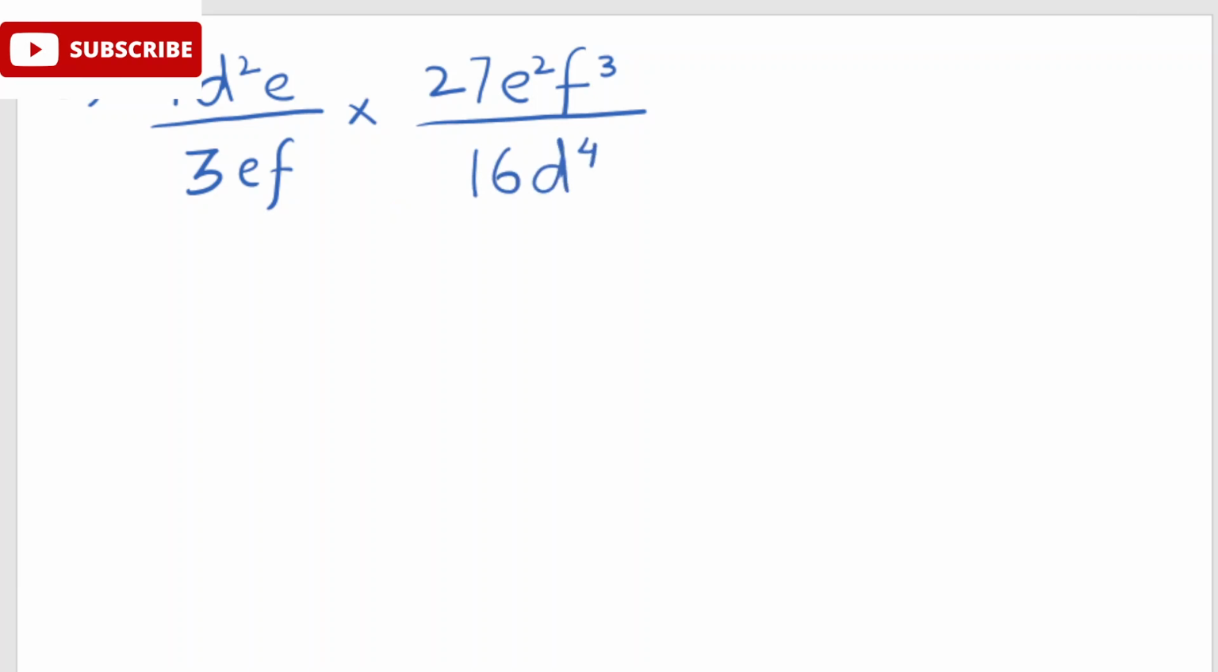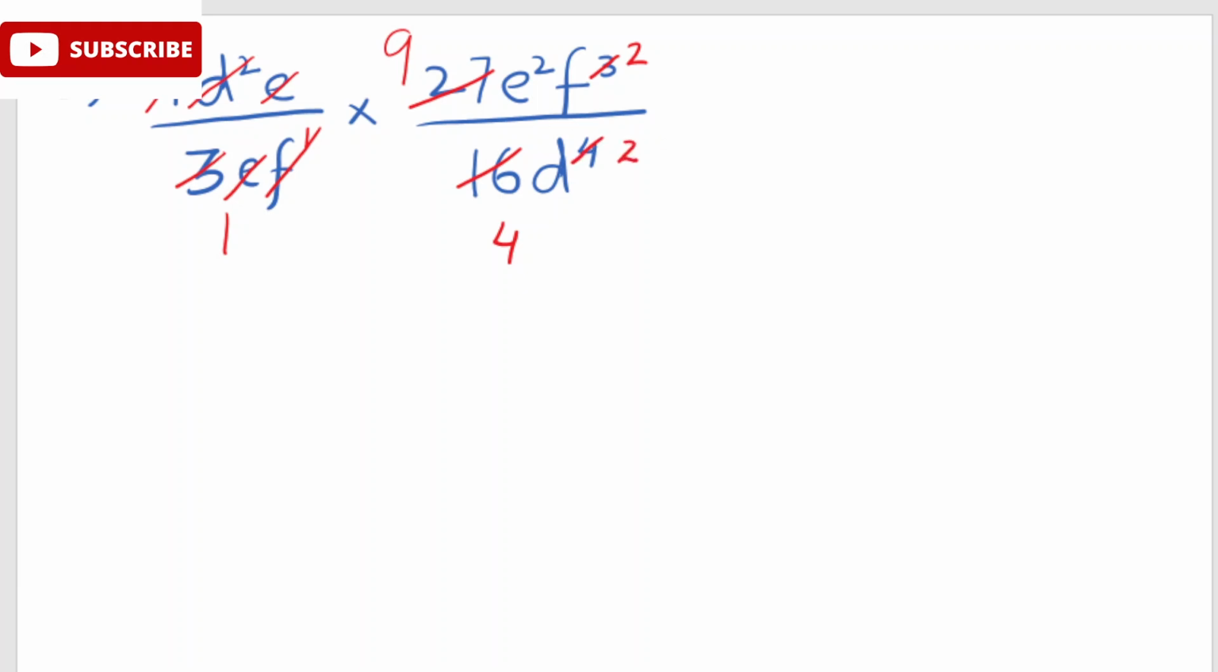I hope you grasp the concept. Now you can directly simplify the numbers. 4 ones are 4, 4 fours are 16, 3 ones are 3, 3 nines are 27. After that, look at the variables. We can cancel this e with this e. Now the part of this one is 1, so I can cancel this with it. So 2 will be left there. Square is there with the d, so d square can cancel with this, so 2 is left there.